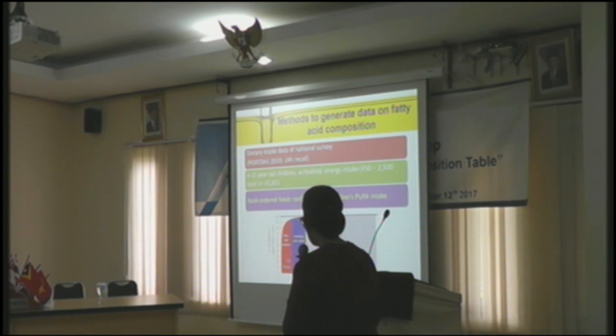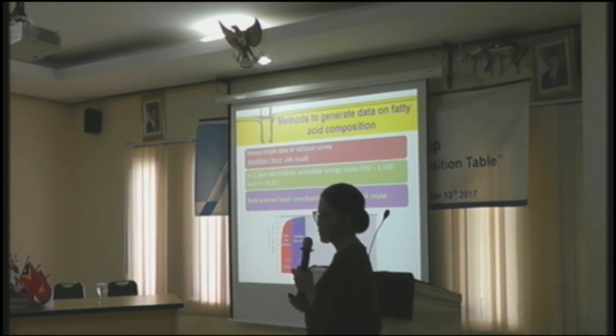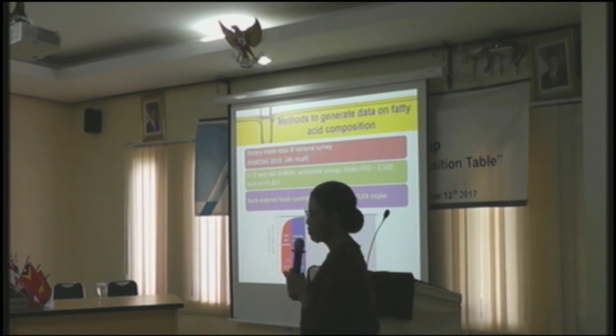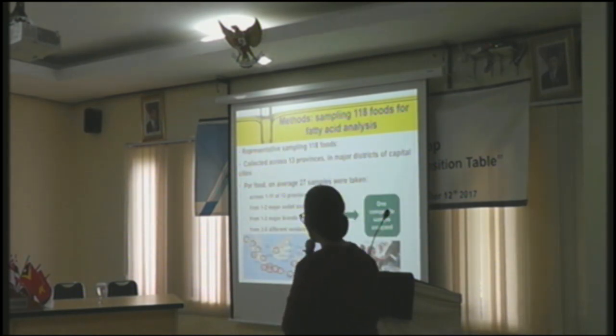We select foods that make up 95% of what is consumed by the children. So we select 120 foods and we analyze the fatty acids, while the rest, about 157 or 160, is by borrowing or imputation using USDA data. The method for sampling the 120 foods is cluster sampling by province, in the major district of the capital city, and per food on average 27 samples were taken across 11 provinces, from major outlet sources or from brands of the food or from different vendors.